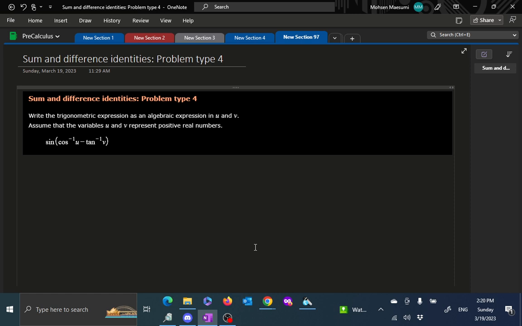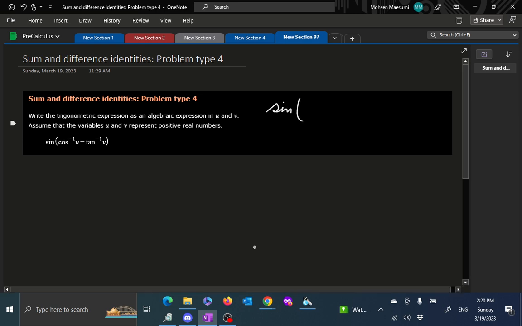To make the problem simple and manageable, the assumption is that u and v are positive numbers. Therefore, the angles we are involved with are all in the first quadrant. This problem, like the previous one, revolves around a review of some older problems combined with sum and difference identities. Let's remind ourselves what is the applicable identity here.